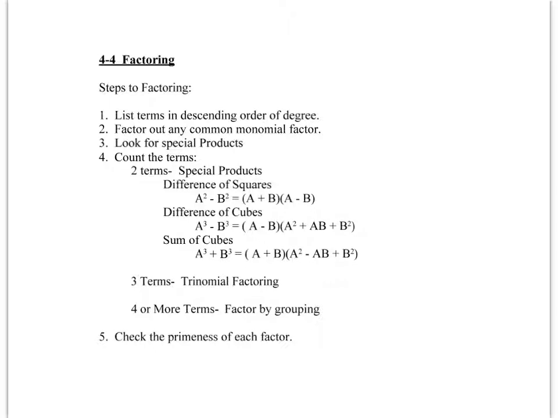Some of the special products that we're going to be dealing with are differences of squares, differences of cubes, and sum of cubes. Then you do either trinomial factoring or factoring by grouping. Once you've factored, you're going to check the primeness of each factor. We will go over these in a momentito.